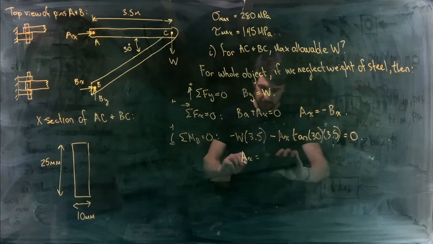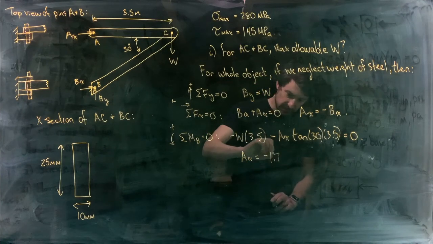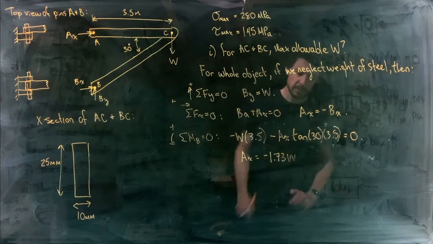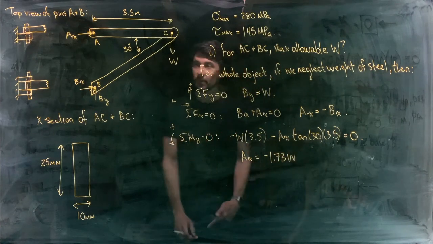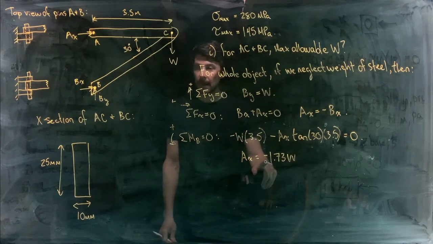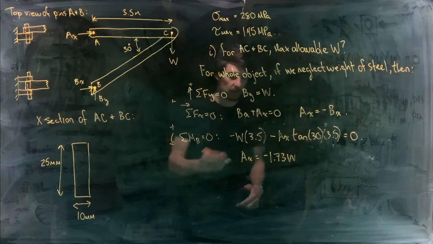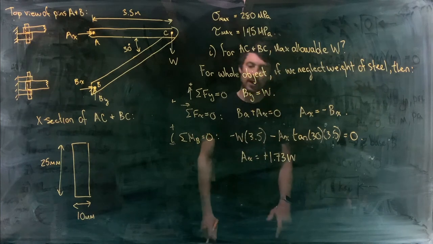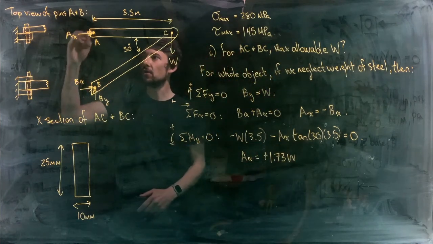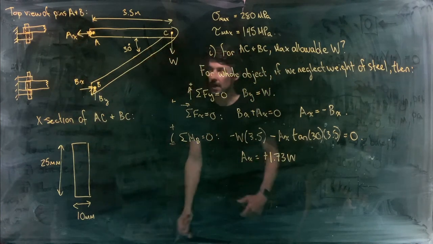And that comes out to be negative 1.73 W is our value there. Okay, so now we've got that. Whenever you come out with a force that's a negative here, what you want to do is change that to a positive value and go over and correct your diagram.